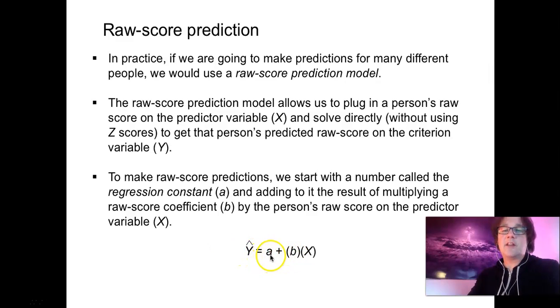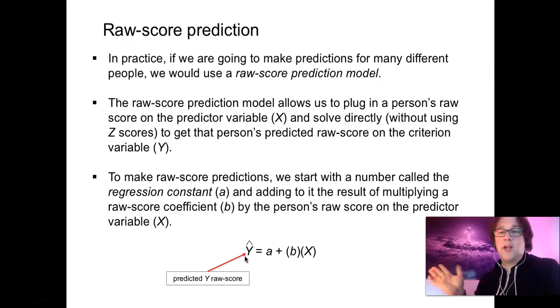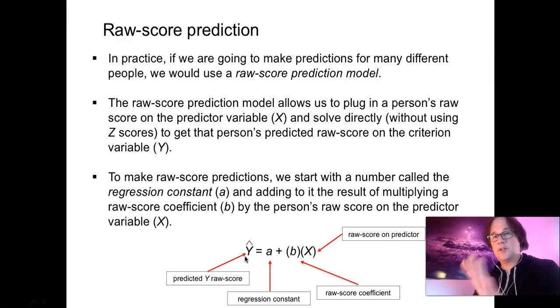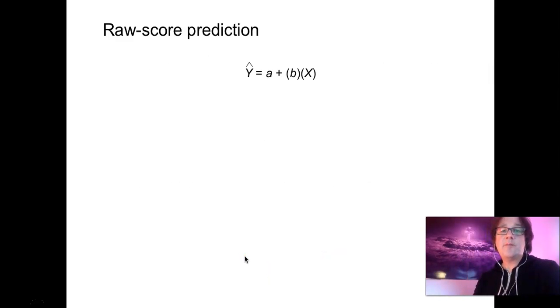But let's take a look at exactly what A and B really are. We know y hat in this case is the predicted y score. A is the regression constant. B is the raw score coefficient. And X is the raw score on the predictor. Okay, so we've broken down this whole formula. Let's see how it goes.